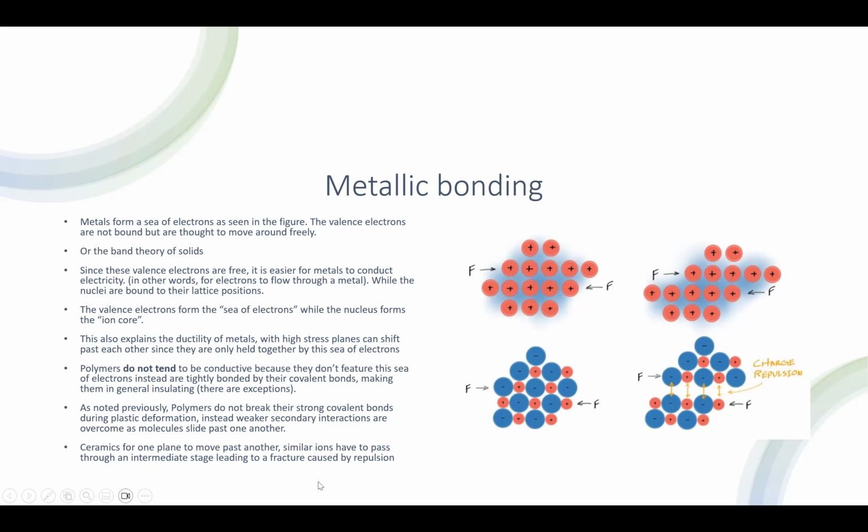And then for ceramics, for one plane to move past another, similar ions have to pass through an intermediate stage, leading to a fracture caused by repulsion. That's shown in this figure here, where we have to line up the positive and positive, negative and negative atoms to cause charge repulsion, and that causes a fracture in our ceramic.